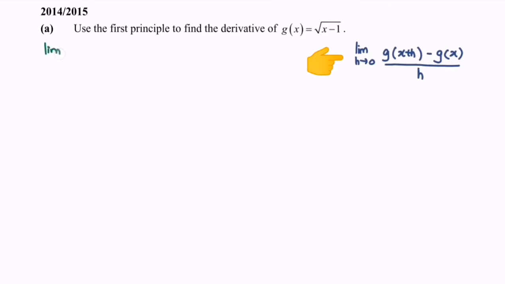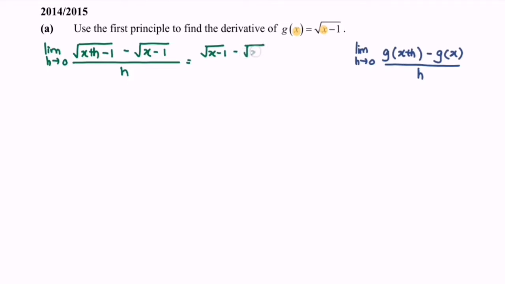So limit when h approaching 0, g(x plus h). So meaning we will have square root of x plus h minus 1. Kindly substitute the x plus h into x. Then minus square root of x minus 1 over h. So now kindly substitute the value 0 and we will obtain square root of x minus 1 minus square root of x minus 1 over 0.